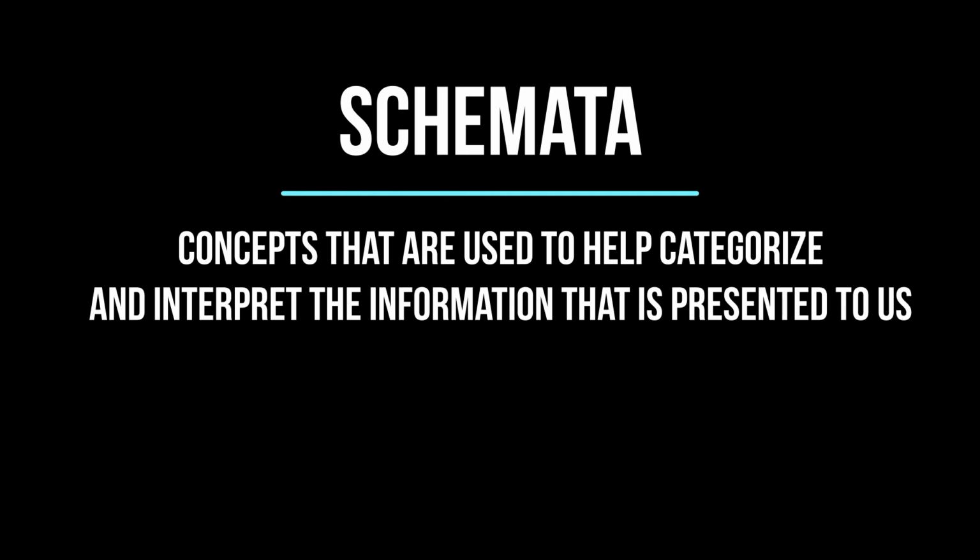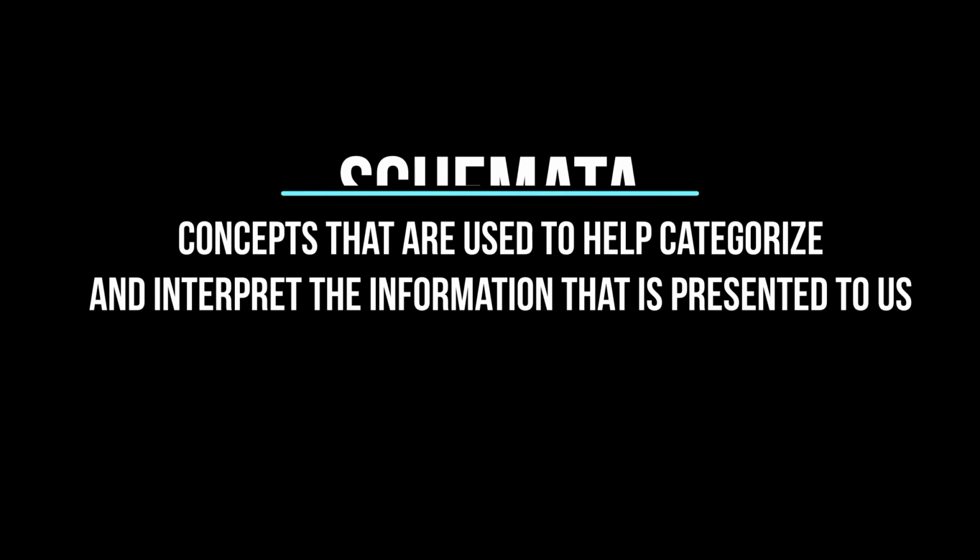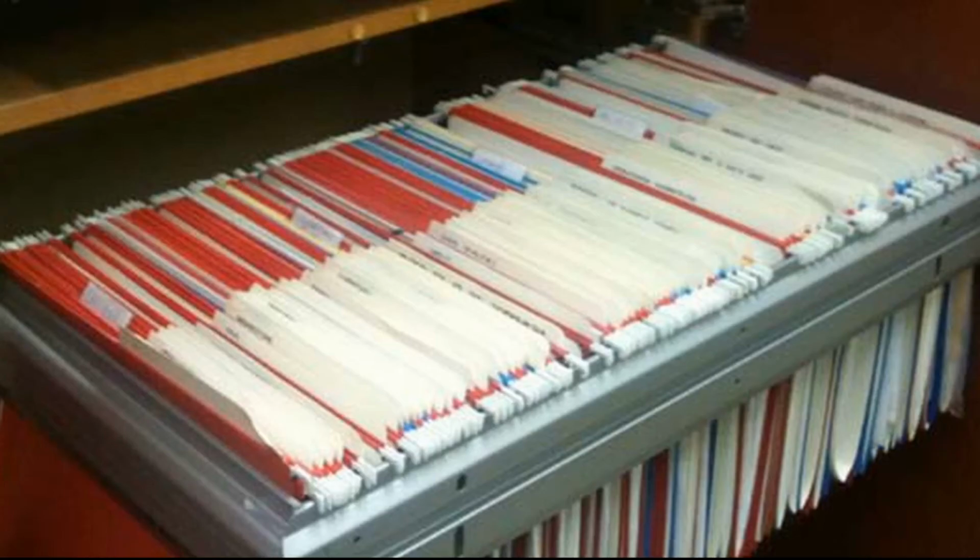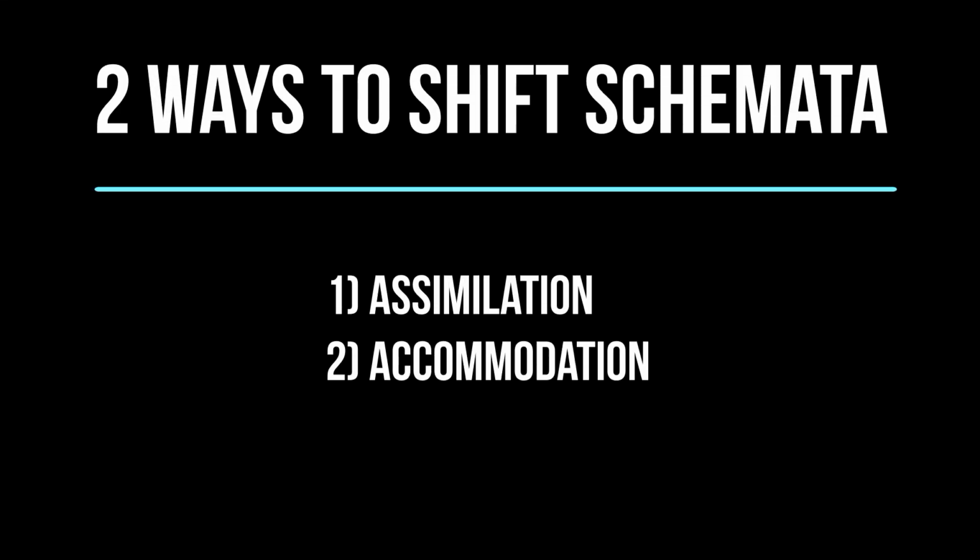Piaget noted that as children learn, they create schemas. Schemata are defined as concepts that are used to help categorize and interpret the information that's presented to us. As children grow and develop, they continuously add more information to their categories as well as create more categories for their information. As children learn, they can shift their schemata by using two different ways, assimilation and accommodation.